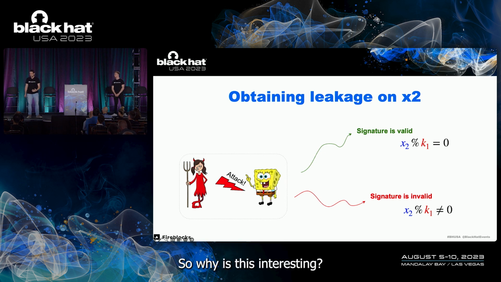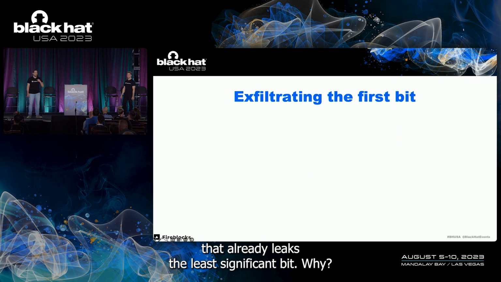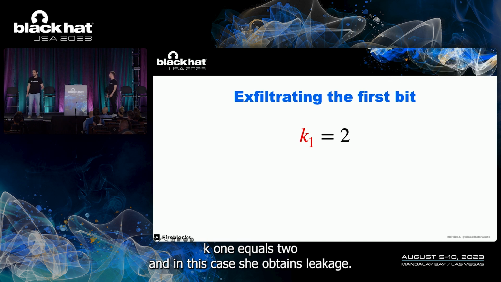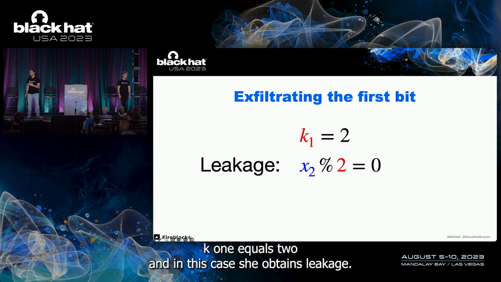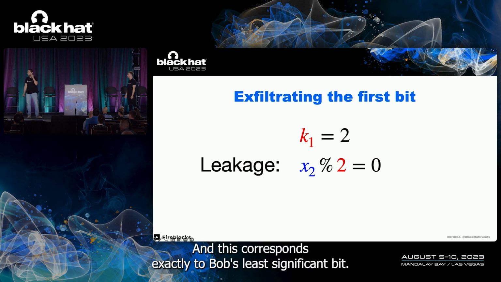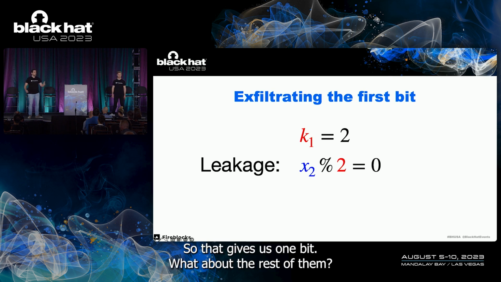So why is this interesting? It's interesting because this is an attack that already leaks the least significant bit. Why? Because Alice can simply choose K1 equals 2. In this case, she obtains leakage x2 modulo 2 equals 0. And this corresponds exactly to Bob's least significant bit. Great. So that gives us 1 bit. What about the rest of them?